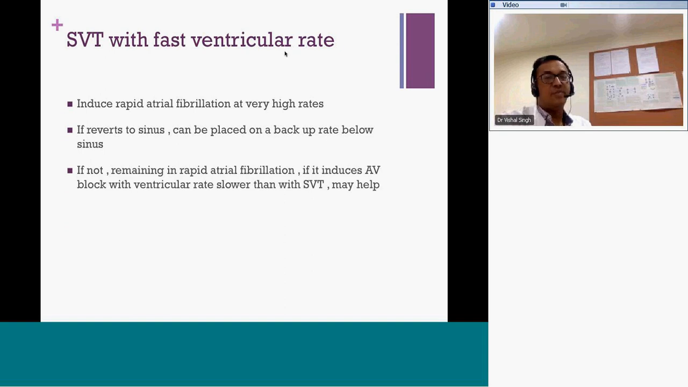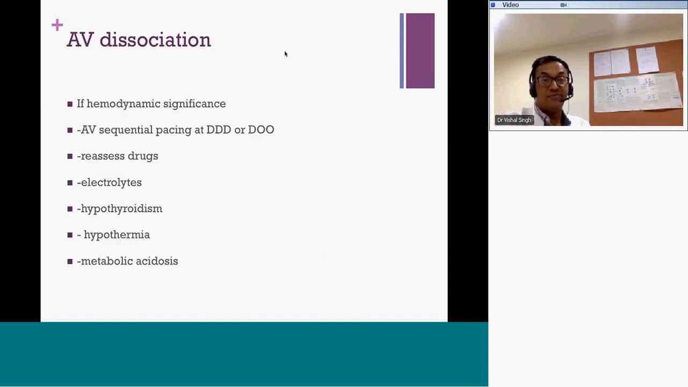With rapid ventricular rate induced rapid atrial fibrillation, which we just showed, if it's sinus it can be placed on a backup rate below sinus. If not, and it remains rapid atrial fibrillation, if it is AV block with a ventricular rate slower than with SVT, pacing may help. So you may convert atrial fibrillation into sinus by reducing the refractory period. If not, even in that case, if it reduces to AV block with a ventricular rate slower than SVT, you may garner some benefit. Ventricular rate control can happen.